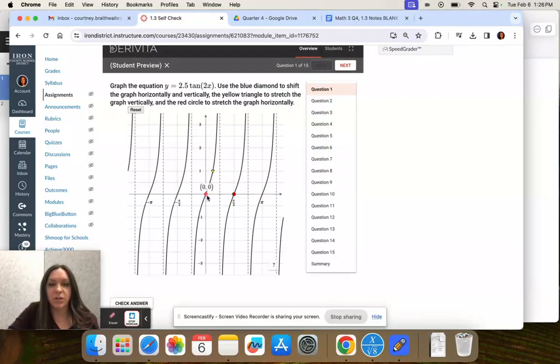So see how I have a blue dot to a red dot? Or I could look asymptote to asymptote. That's also the length of pi halves.